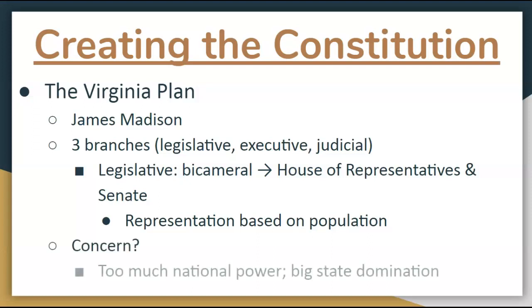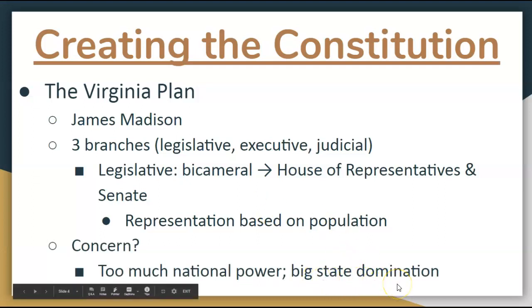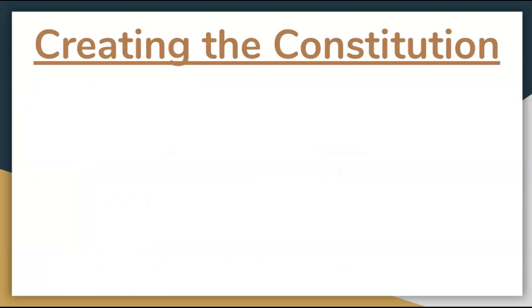The concern with this plan is for smaller states. They feared that the big states would be dominant and they wouldn't have enough power for their voices to be heard, and it would just be big state domination. Also, they were concerned that by expanding this national government into multiple branches, you would be giving it too much national power. They were concerned that states' rights would be compromised as a result. So this is his proposal. This isn't passed. This is his proposal for how to rearrange the government in the U.S. Constitution, James Madison, the Virginia Plan.